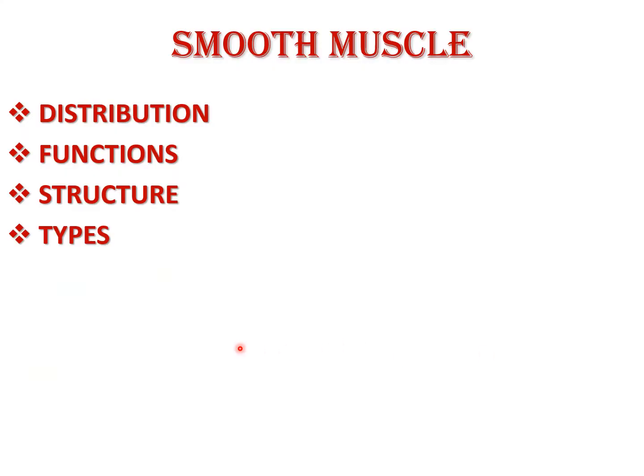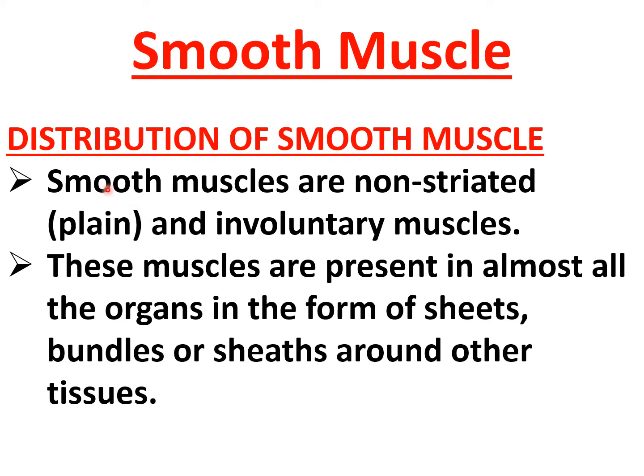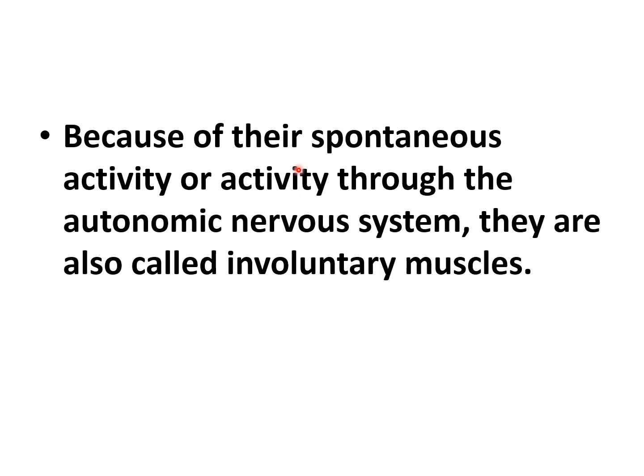And in this lecture we will discuss the distribution, functions, structure and types of smooth muscle. So first of all, the distribution of smooth muscle. Smooth muscles are non-striated or plain and involuntary muscles, and these muscles are present in almost all the organs in the form of sheets, bundles or sheaths around the other tissues. Because of their spontaneous activity or activity through the autonomic nervous system, they are also known as involuntary muscle.